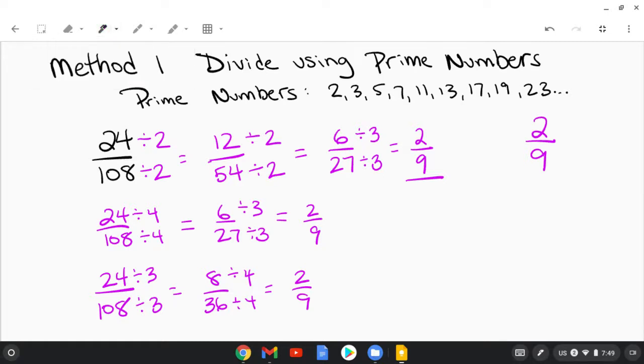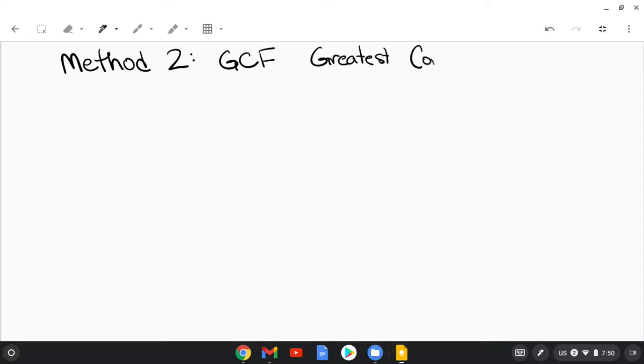The second method is using the GCF, or the greatest common factor. Now remember, factors are the numbers that we multiply together to get a number. These are factors. And so let's go back to our original fraction here. We look at the factors of these numbers.